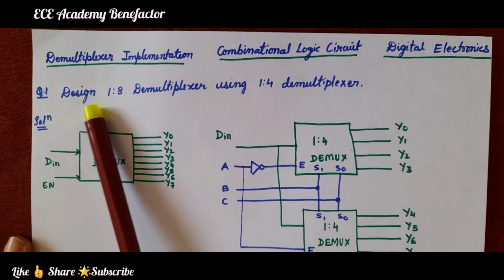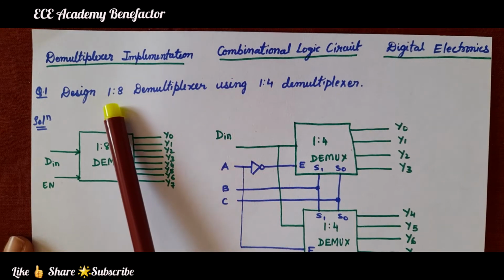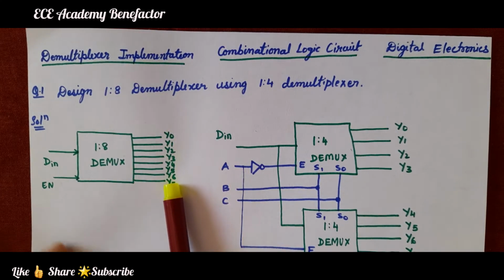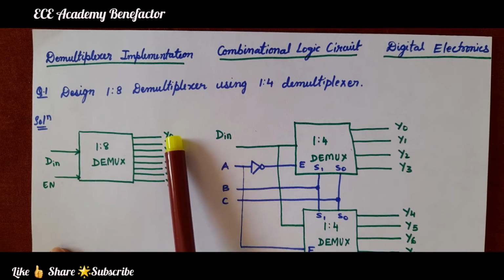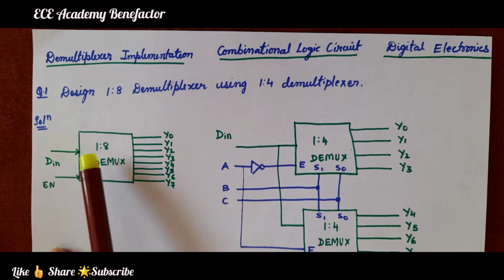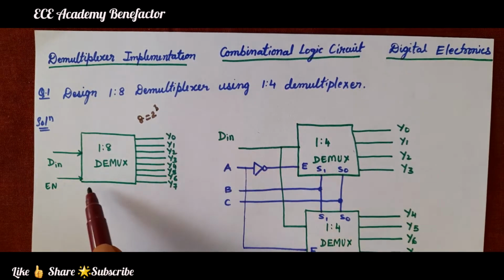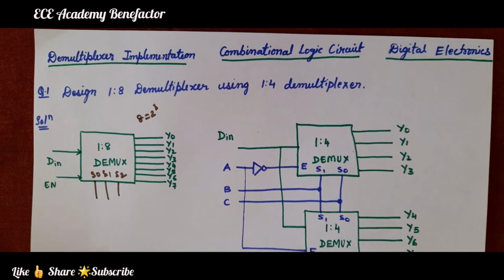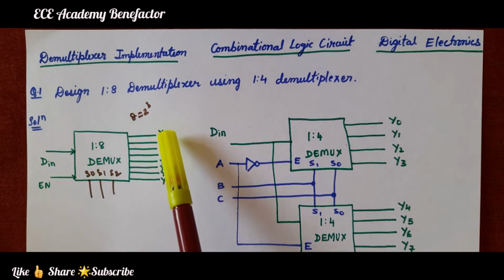The first problem is design 1:8 demultiplexer using 1:4 demultiplexer. So, we have to design using 1:4, which means the output for 1:8 will be 8. 1:8 demultiplexer means 1 data line and 8 output lines ranging from Y0 to Y7: Y0, Y1, Y2, Y3, Y4, Y5, Y6, Y7. So, 1 input line and 8 output lines. 8 means 2 to the power 3. So, 3 select lines will be there, S0, S1 and S2. Depending on the select line condition, this data line will be transmitted on one of the output lines.